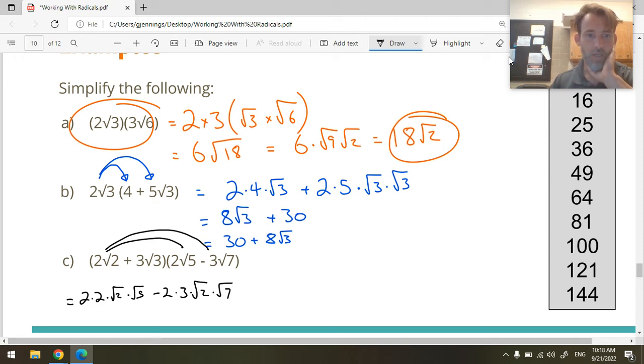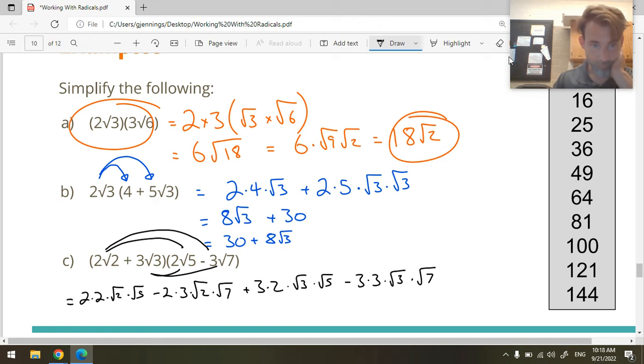Okay, and then do inner terms. So this will be positive. So it'll be positive 3 times 2 times root 3 times root 5. And then this one, this will be negative because there's one negative there. Negative 3 times 3, those are the coefficients multiplied by each other, multiplied by root 3, multiply the radicals together, multiplied by root 7. Okay, now simplify.